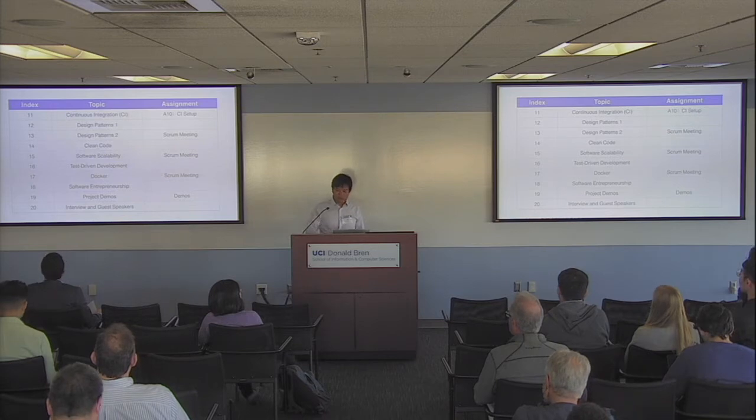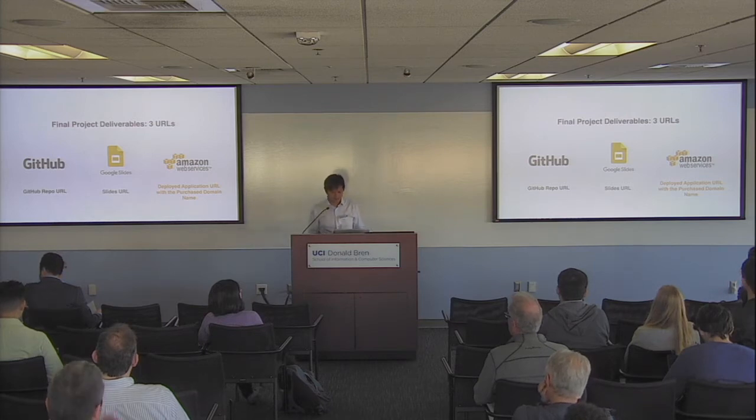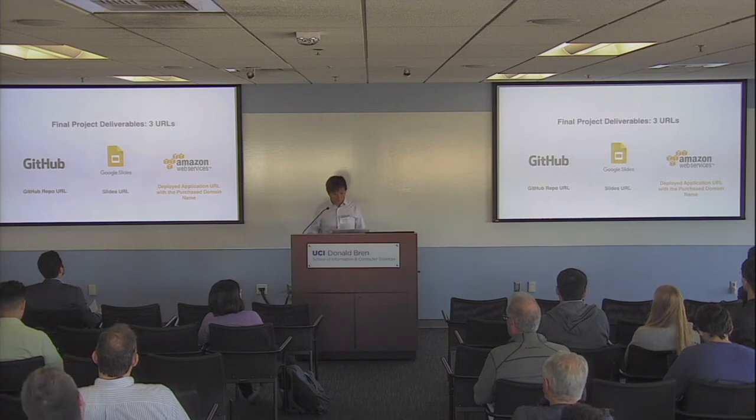So the students basically work as a team to finish the project. At the end, obviously, like most software engineering courses, we don't really do final exams. An exam is not that useful. So we ask students to provide three deliverables. We ask them to give us three URLs. Number one, you need to give us the URL to your GitHub repo. Number two, we want to see your presentation slides URL.